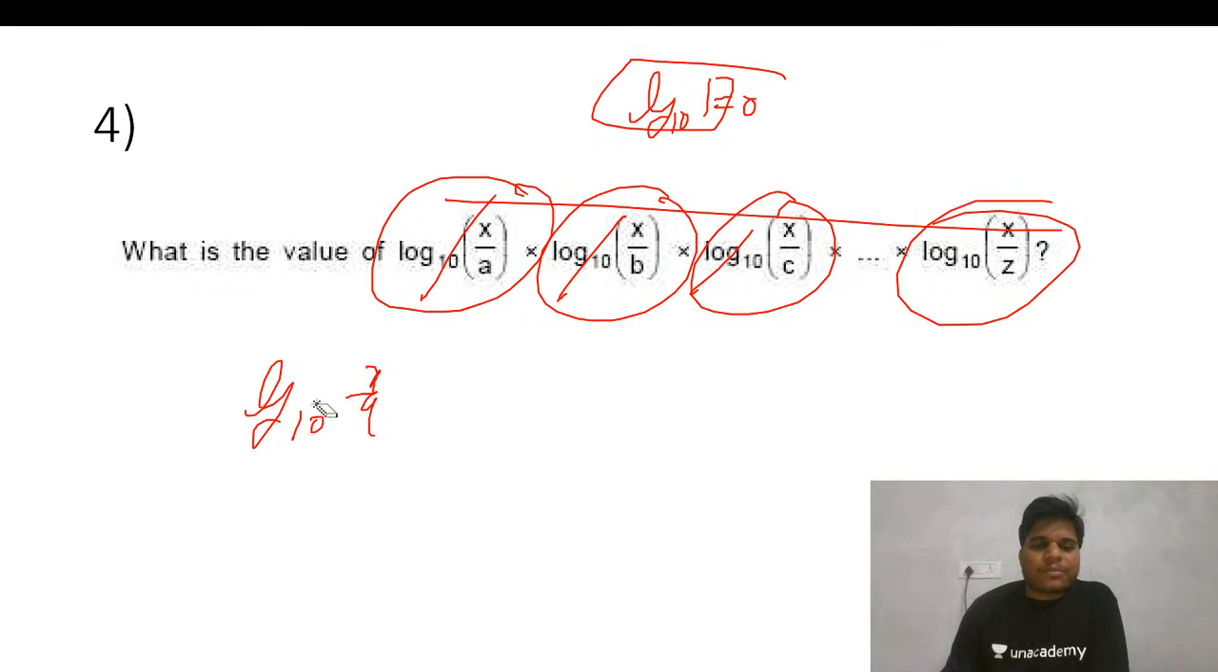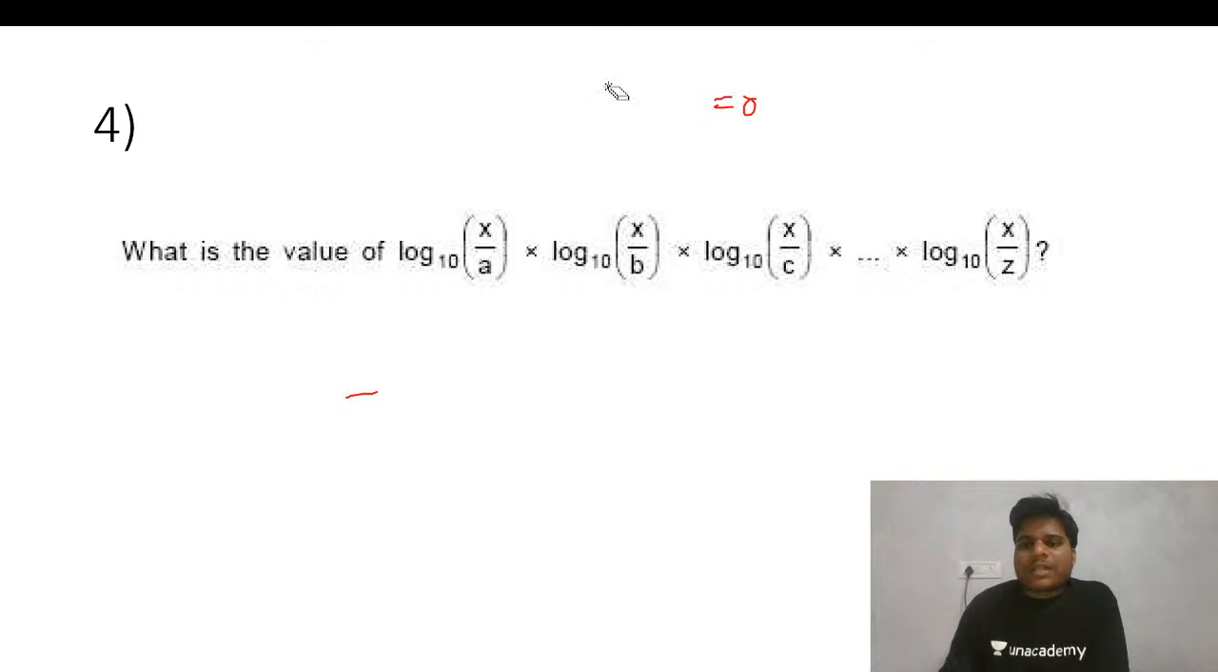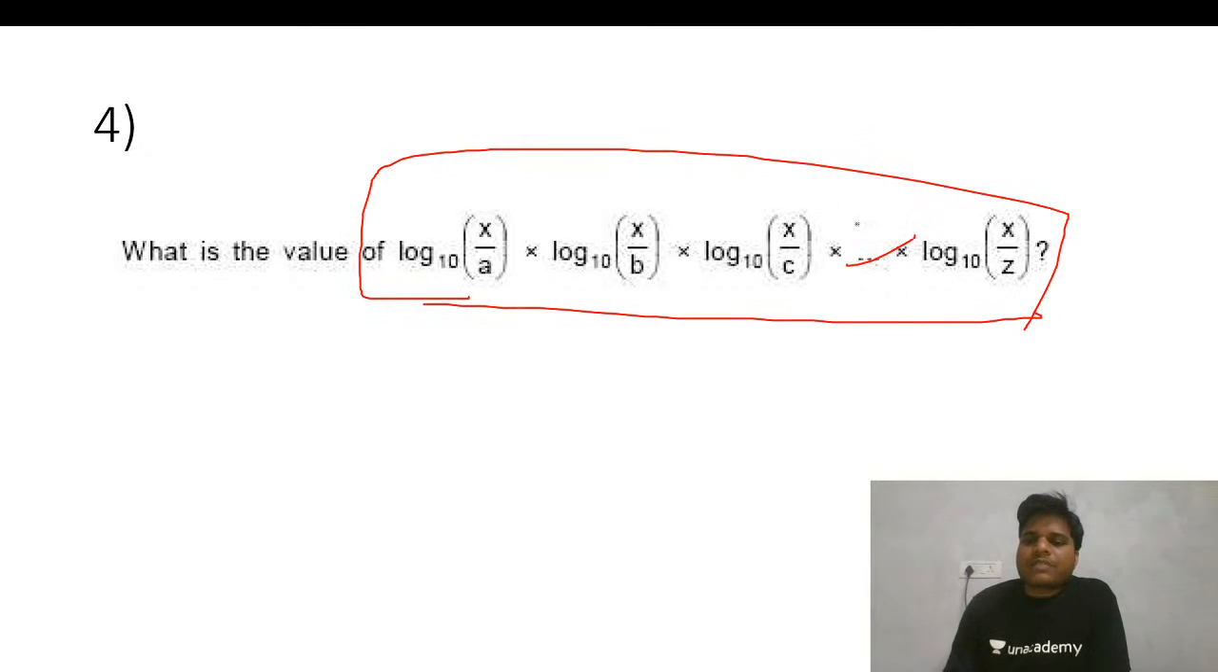This type of question may not be exactly similar, but in some other way, like in trigonometry also, a lengthy expression will be given and one term will be there. That's why this question definitely comes in the CAT, maybe as a trigonometric expression or something else. One value will be affecting the complete expression. Here that value is log x upon x, which is basically log 10 1, that is 0. So this product affects the complete value of this expression.